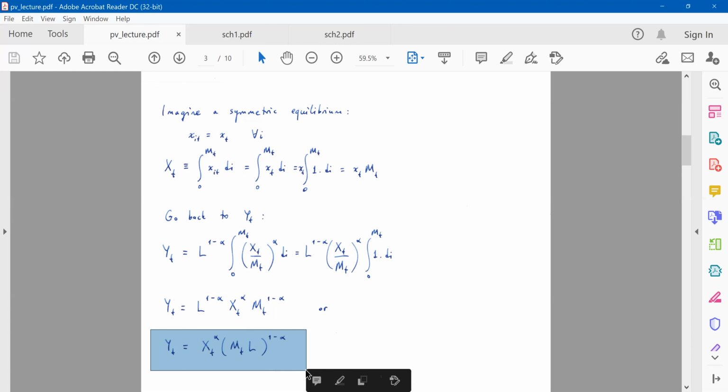Strictly speaking, you don't have to look for a symmetric equilibrium. You can create a version where the x_it all differ, but in the simple version, we're gonna see symmetric equilibrium is all that we need. Okay.